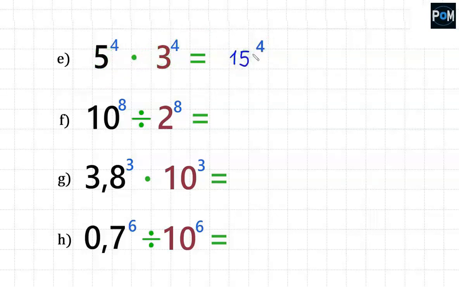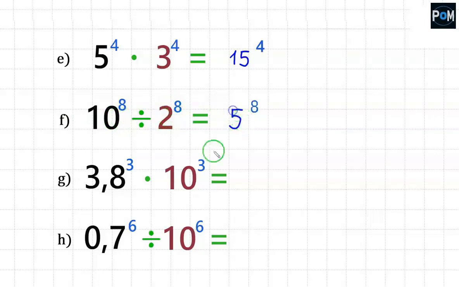That's the result. In the example F, we have division of powers. The exponent 8 repeats itself, it's here and there, so this 8 must also appear in the result. And what about the bases? We'll be dividing the bases just as the operation says. So 10 divided by 2 equals 5.